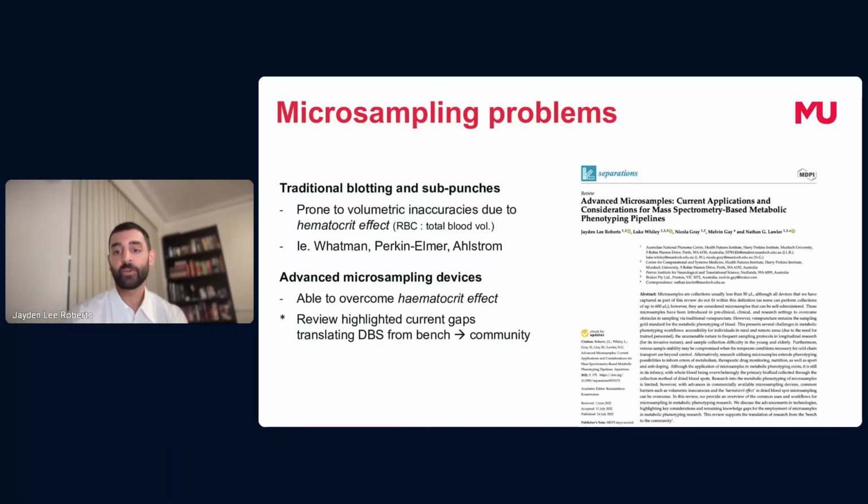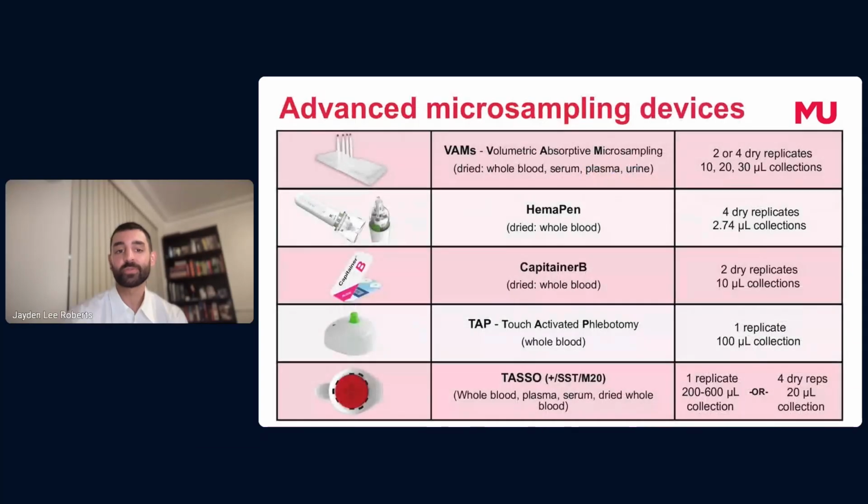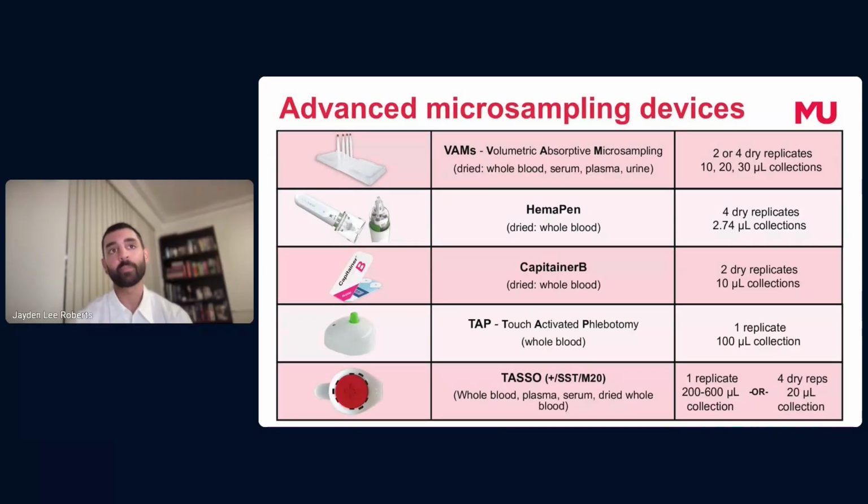To give a very, I suppose, small review, this is by no means comprehensive, but just to illustrate for the purposes of this webinar, these are some of the advanced microsampling devices that are available. And importantly, these devices represent a variety of formats, being that they have dried collections and liquid collections for blood collection volumes, which can extend, like I mentioned, all the way as small as 2.74 microliters, all the way up to 600 microliters in volume.